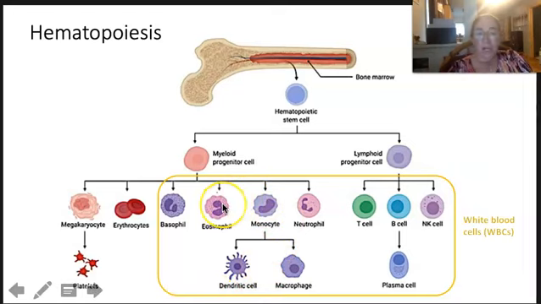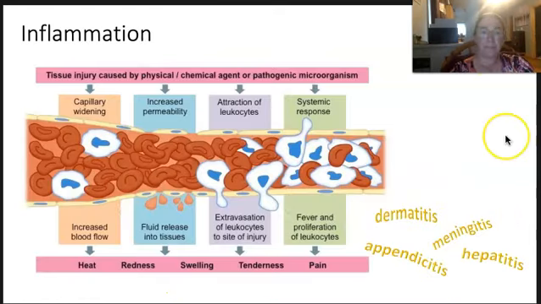So in this chapter, we're going to be focusing on these cells here, largely the neutrophils and the macrophages. They are involved in innate immunity. And then these cells over here, the lymphocytes, are the ones that are going to be in the next chapter when we're talking about the adaptive immune response.